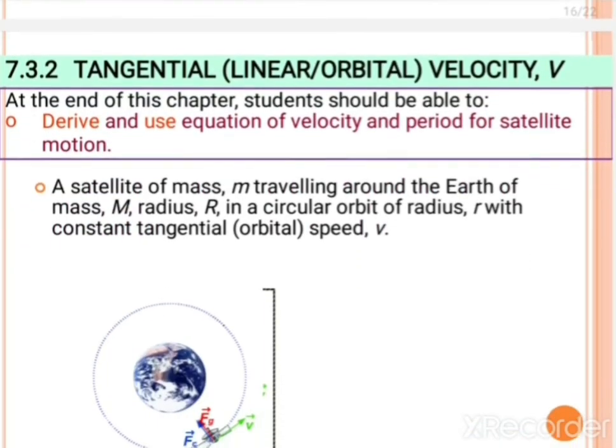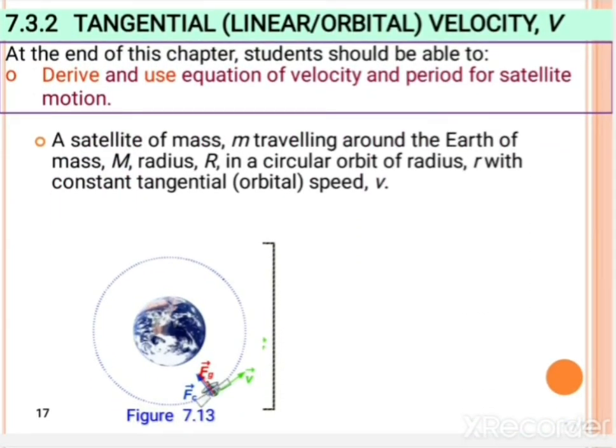Next, we go to tangential or linear or orbital velocity. Okay, what does it mean, tangential or linear velocity? Look at here. A satellite of mass m is traveling around the Earth of mass M. Okay, this one is the satellite, traveling around the Earth in a circular orbit. So this satellite keeps moving in a circular orbit.